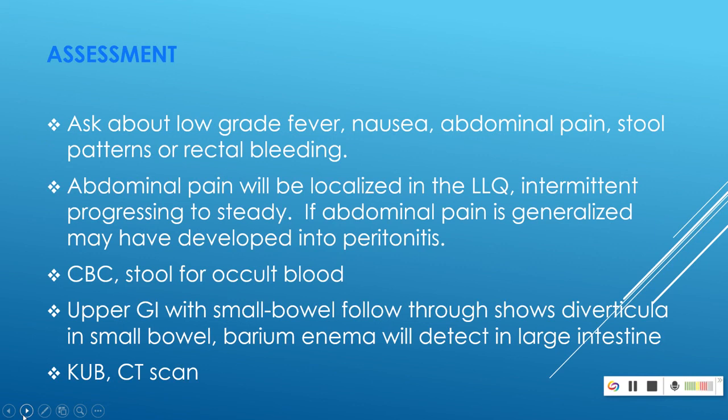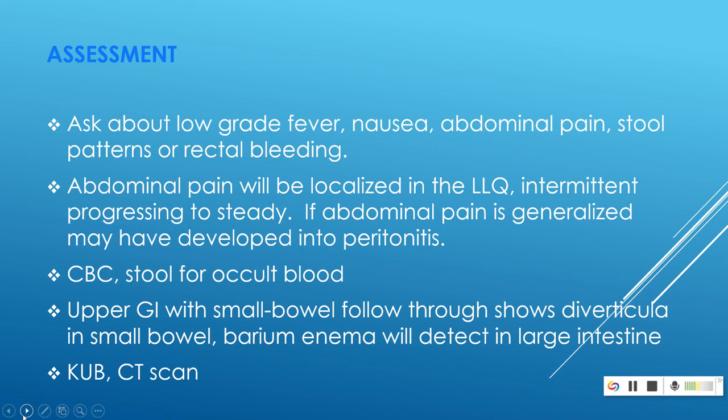Abdominal pain is in the left lower quadrant. It's intermittent, progressing to steady. Because if we've got the food residue trapped in those diverticula and the inflammation process is starting, doesn't it make sense that the longer the inflammation process goes on, the more fluid, the more edema, the more pressure, the more pain? If the abdominal pain becomes generalized over all 4 quadrants, they may have developed into peritonitis.